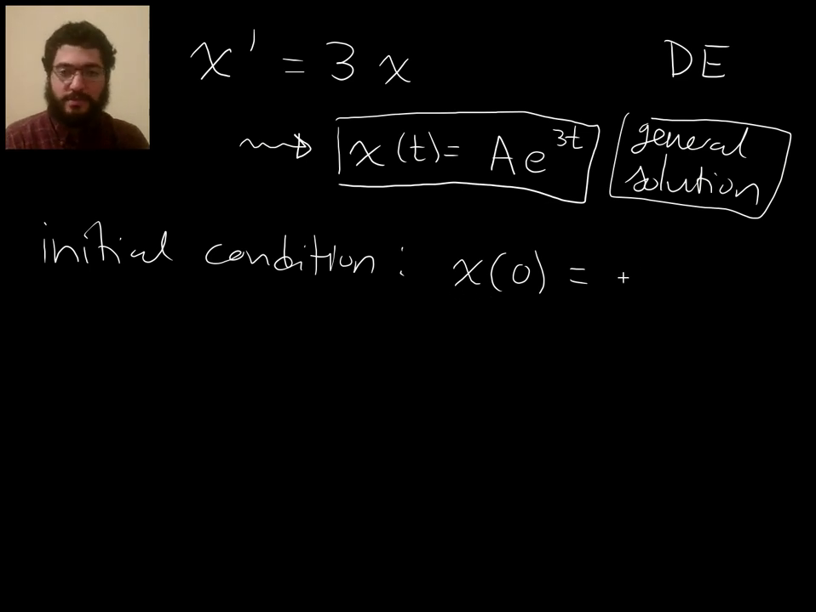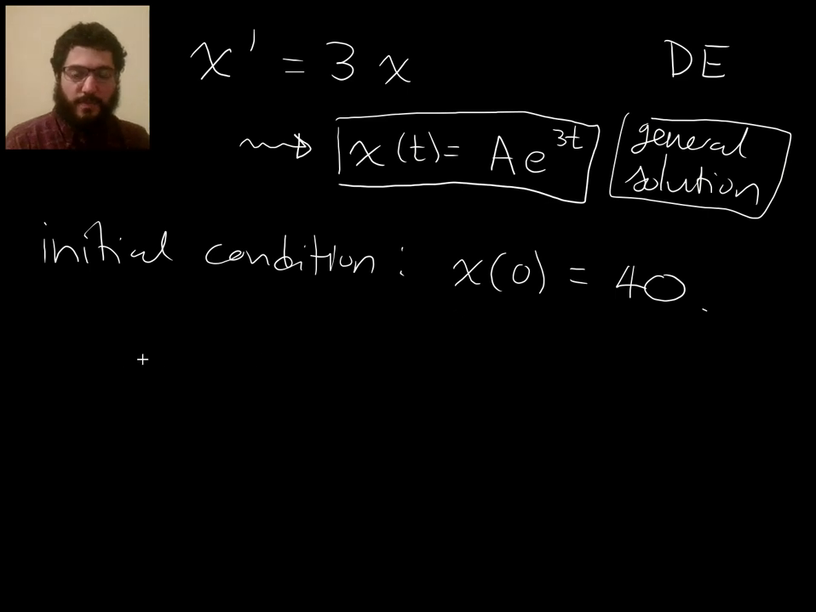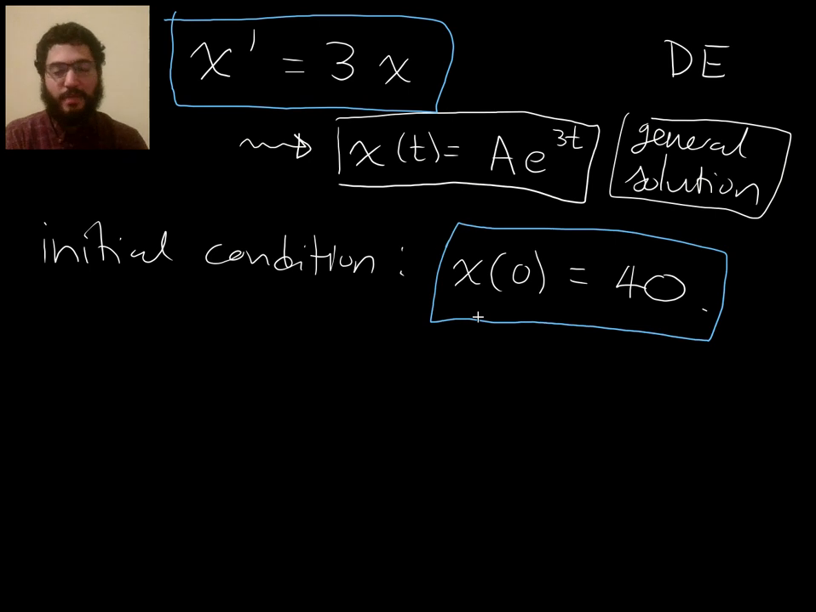X of 0 equals, so let's say at time t equals 0, we have, let's say, 40 people infected. So that's an initial condition, a specification of the state at least one time. If I know that x of t satisfies the differential equation here, and I know it satisfies the initial condition, then I can start making predictions.